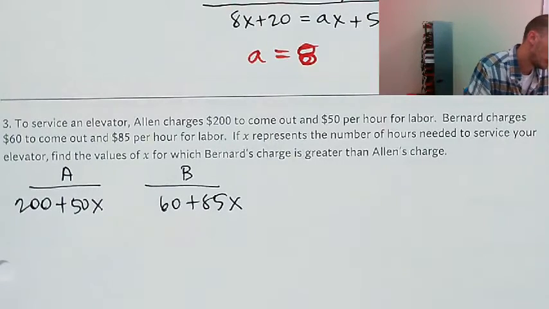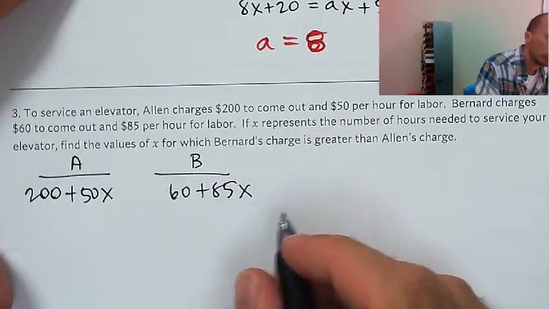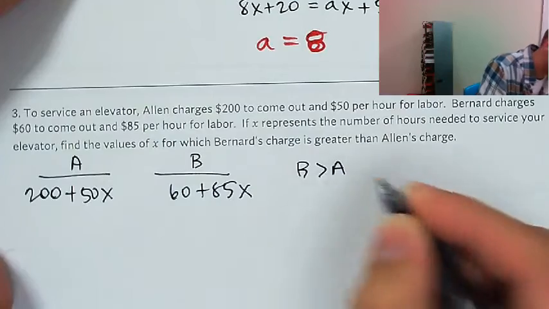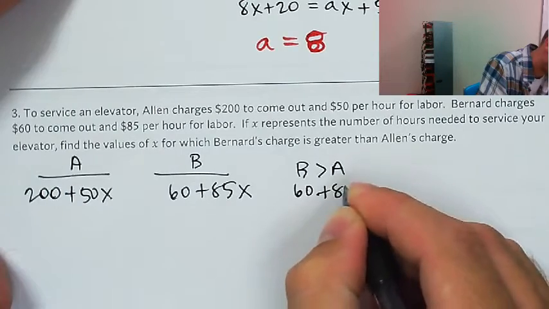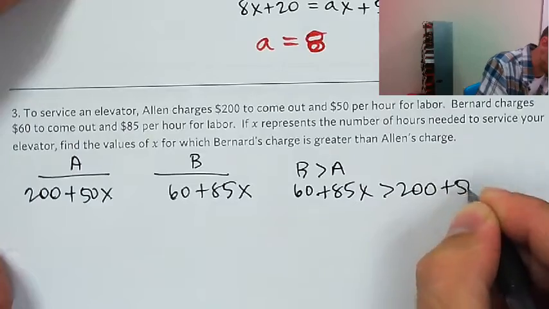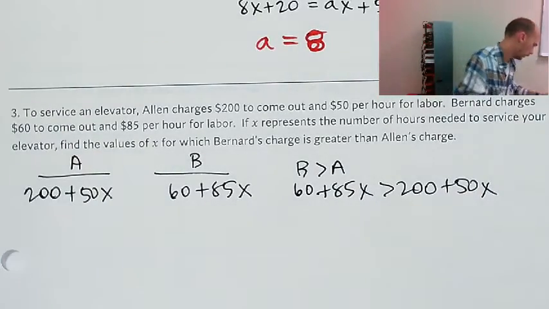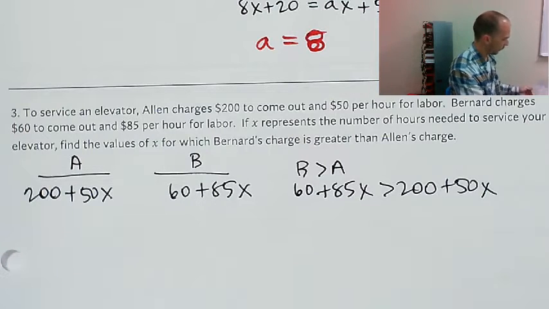Okay. And we're going to find the values of x for which Bernard is greater than Alan. So I'm going to set up Bernard greater than Alan, plug in B and A. B is 60 plus 85x. It's got to be greater than 200 plus 50x. I'm worried I didn't set this up right when I did this one last time. Bernard greater than Alan. Yeah, I definitely messed that up. Oh, goodness. Okay, that's troublesome.